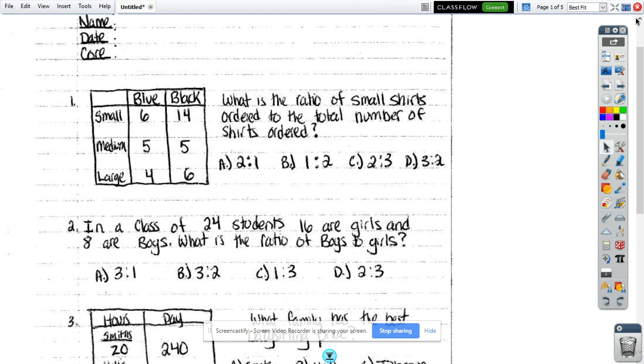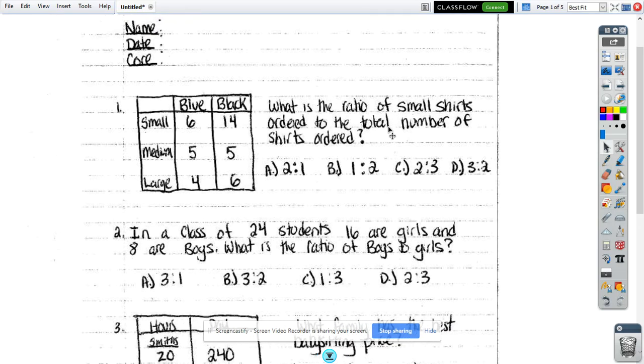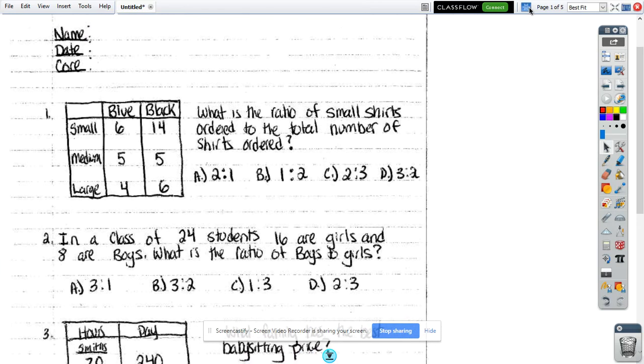Let's go ahead and get started with question number one. Question number one says, what is the ratio of small shirts ordered to the total number of shirts ordered? So some key words here that I want to point out. It's a ratio, so we're going to have a colon. And we've got small shirts to total number of shirts.